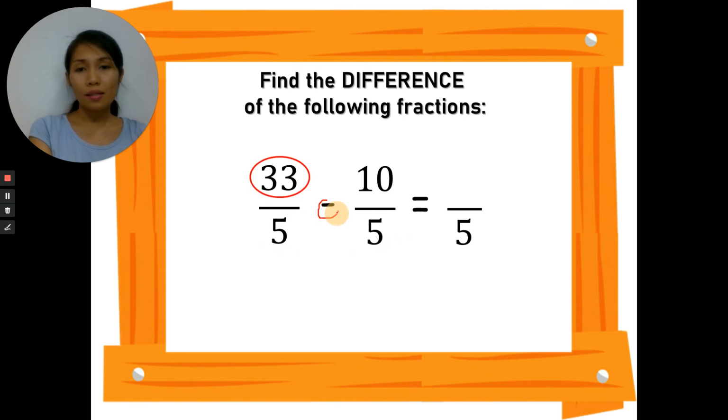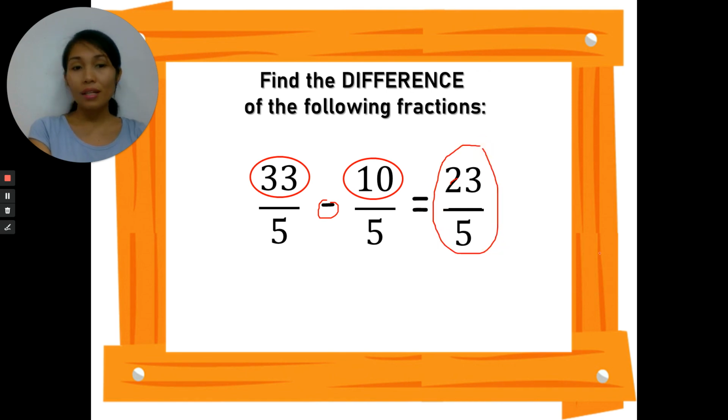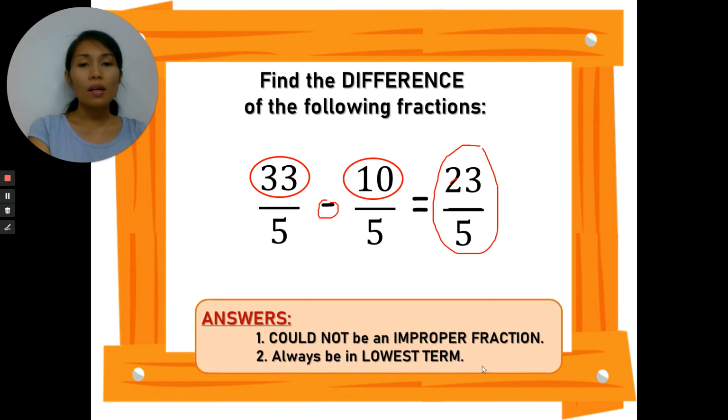33 minus 10 equals 23, obviously. All right, now that's our answer. Is it our final answer? Let's see. Is our answer an improper fraction? Yes, 23 is bigger than 5, so it's an improper fraction. That means we still have to change our answer. We have to convert it into a mixed number. If your answer is improper, you need to convert it to a mixed number.